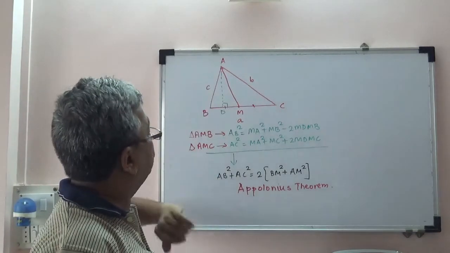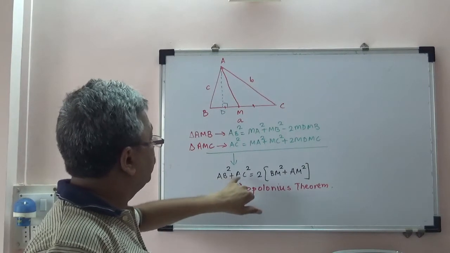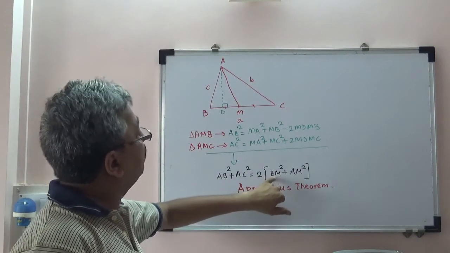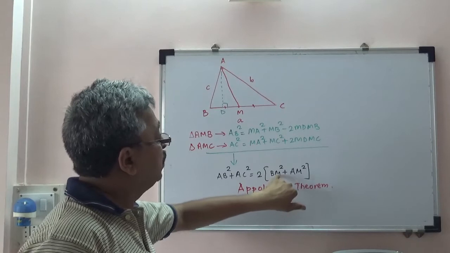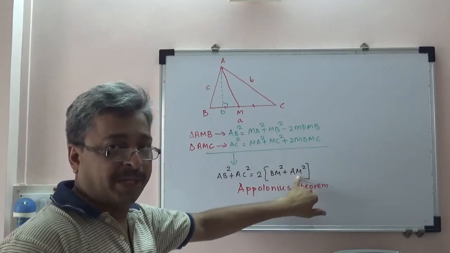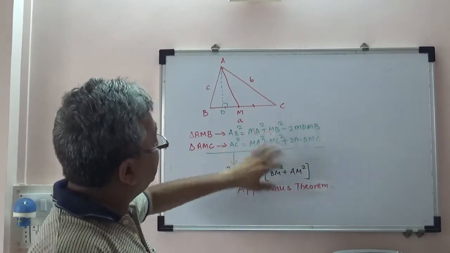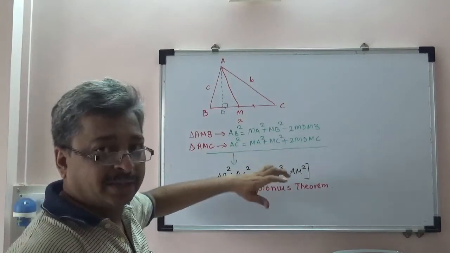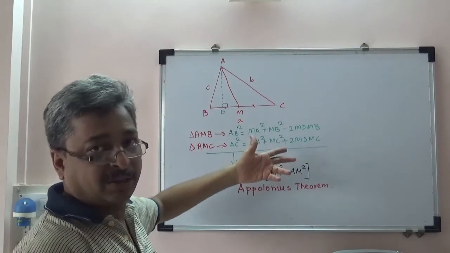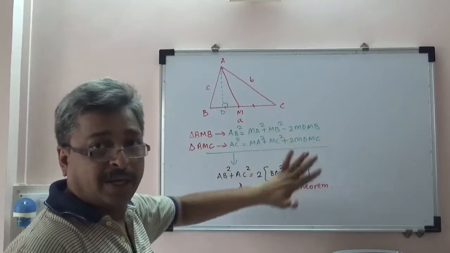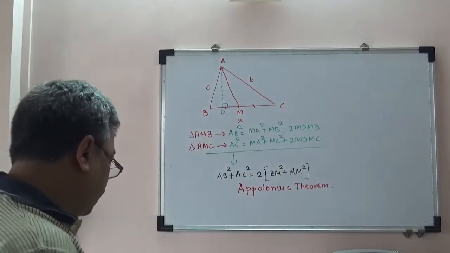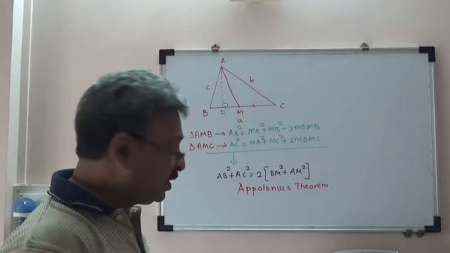If all the 3 sides of the triangle are given, AB is known, AC is known, BM is half of BC, therefore it is known, we can find out the length of the median. And this is the length of the median through A. A similar formula we can write for the length of the median through B or C, and you can do it. Okay, so this is what, as far as classwork is concerned.